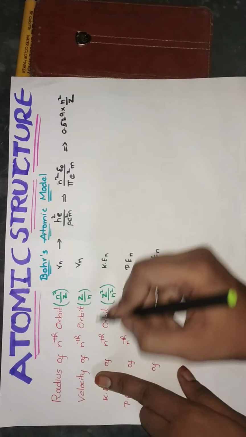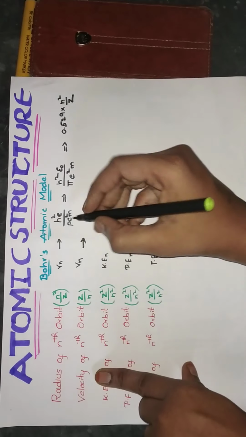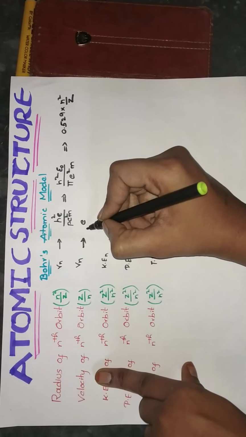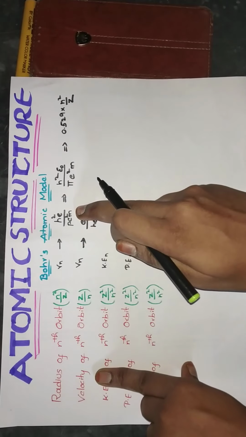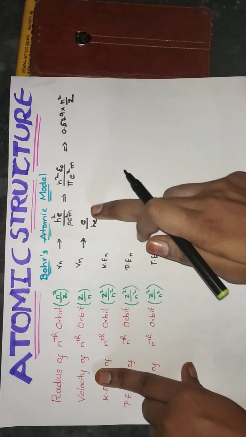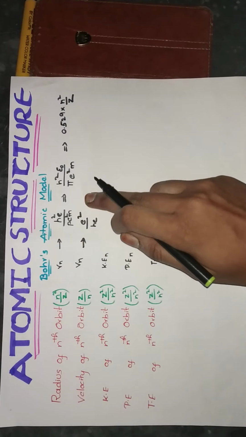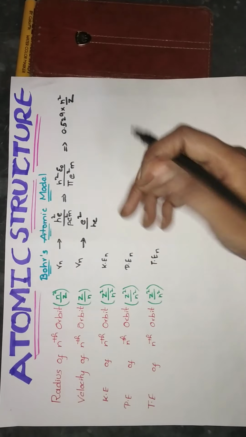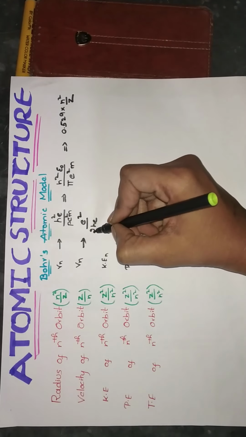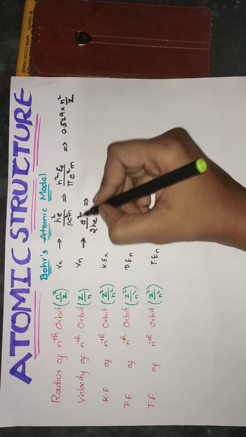And velocity of nth orbit is Z by n, and for velocity of nth orbit it is e by h. For radius, h by pi e m; for velocity, e by h. Now square it, e square. Here no extra letter is there in the numerator, so the denominator will become twice. That's it.